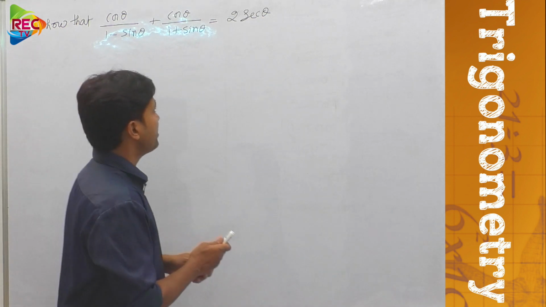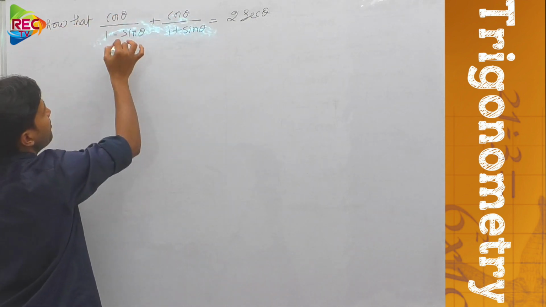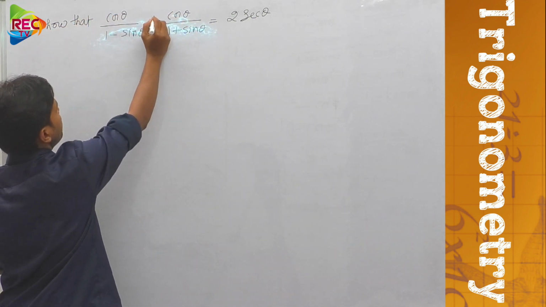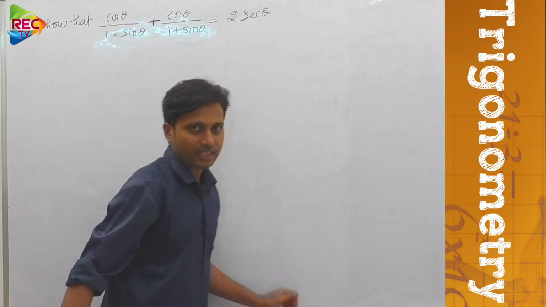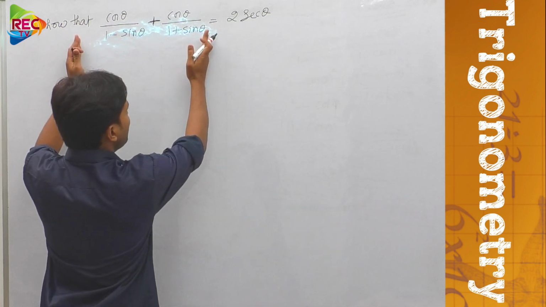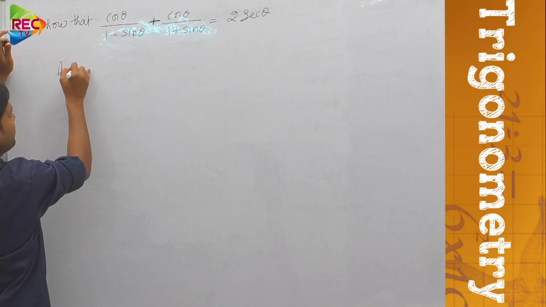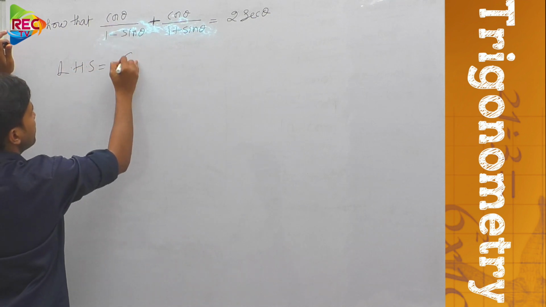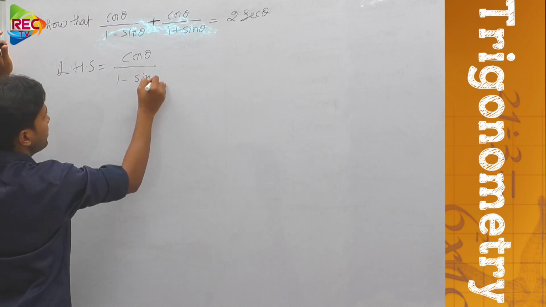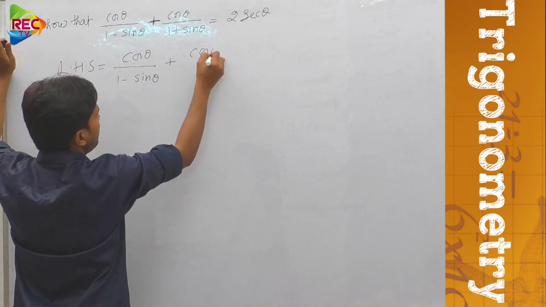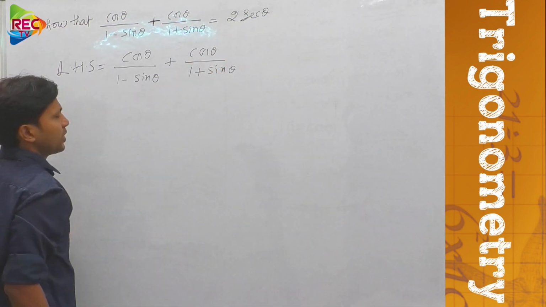That's it. So here we need to show that cos theta by 1 minus sin theta plus cos theta by 1 plus sin theta will be equal to 2 secant theta. So this is the LHS part and we need to show this equal to the RHS part. Let us take LHS. What is LHS? Cos theta by 1 minus sin theta plus cos theta by 1 plus sin theta.